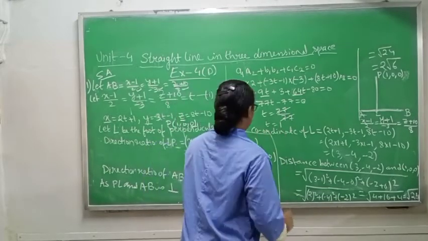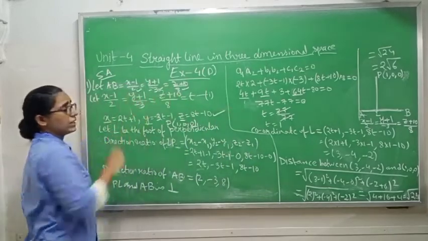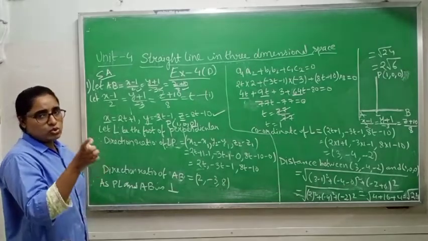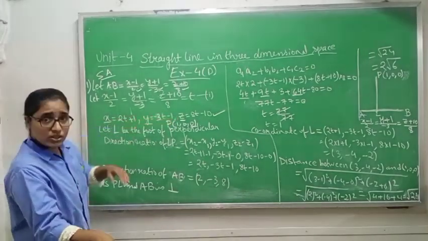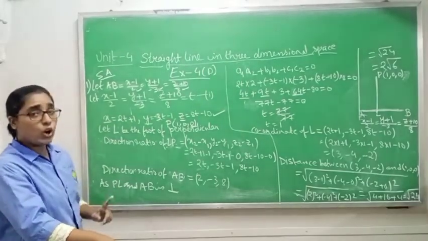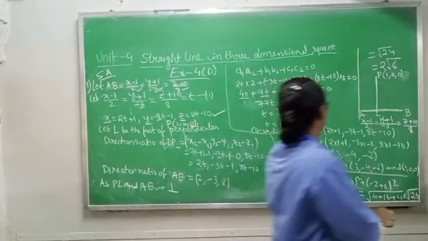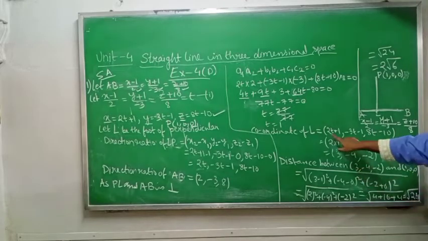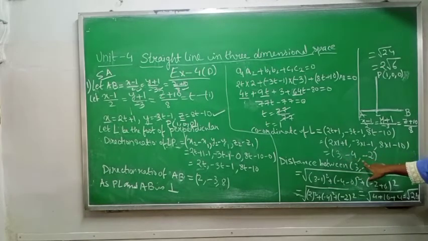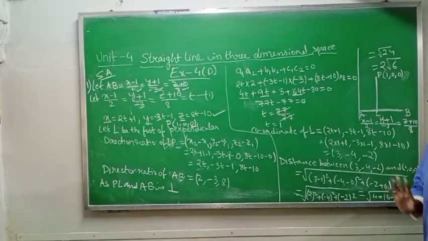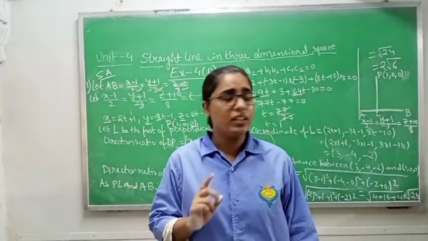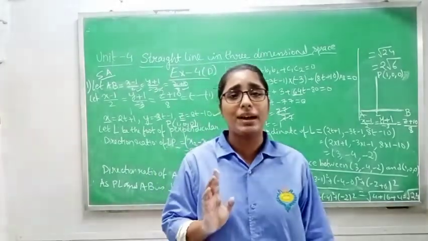So the coordinate of L, which I am getting from line AB, because L is lying on the AB line. So if the x value, y value and z value is this, it means it is the coordinate. Coordinate of L is 2t plus 1 comma minus 3t minus 1 comma 8t minus 10. So in place of t, I will put 1. When I am putting 1, I am getting 3 comma minus 4 comma minus 2. So I got the coordinate of L. It means the coordinate of the foot of the perpendicular I am getting is 3 comma minus 4 comma minus 2.